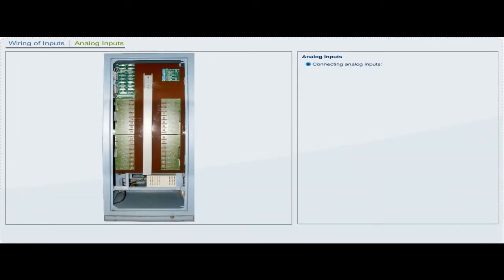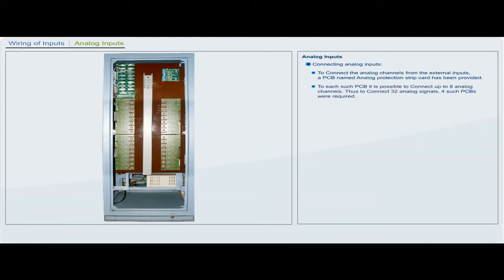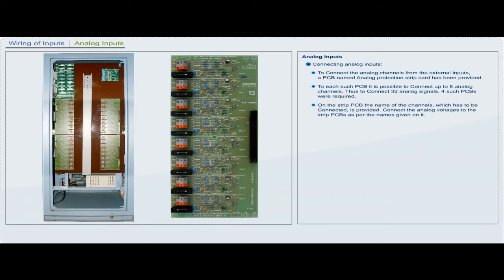Connecting analog inputs. To connect the analog channels from the external inputs, a PCB named Analog Protection Strip Card has been provided. To each such PCB, it is possible to connect up to 8 analog channels. Thus, to connect 32 analog signals, 4 such PCBs are required. On the strip PCB, the name of the channels which have to be connected is provided. Connect the analog voltages to the strip PCBs as per the names given on it.